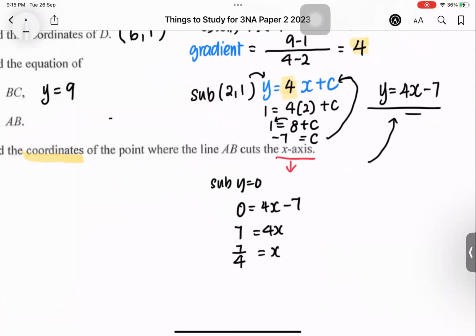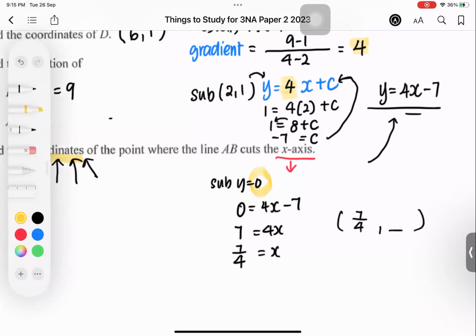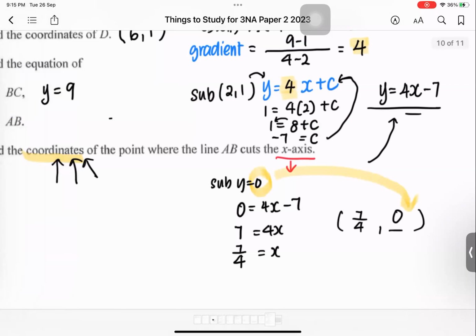But is this the answer? They ask for coordinates. They want bracket answer. The x is 7 over 4. What's the y value? What's our y? Our y is 0. Yes. Okay, 0, correct. Okay, so this one is our coordinates. Right? Now left our last part.